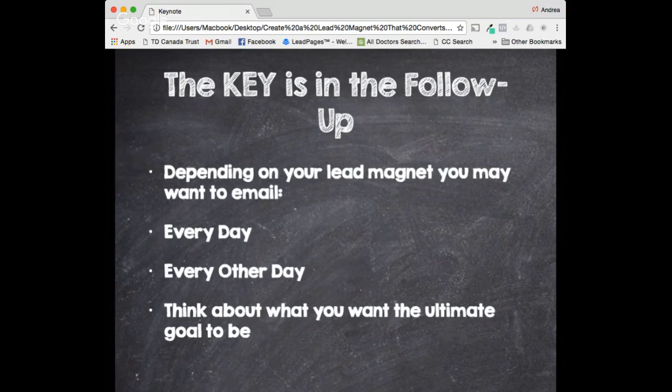So yes, you want to find email softwares that allow you to set those timers and allow things to be automated, and MailChimp is definitely one of them.